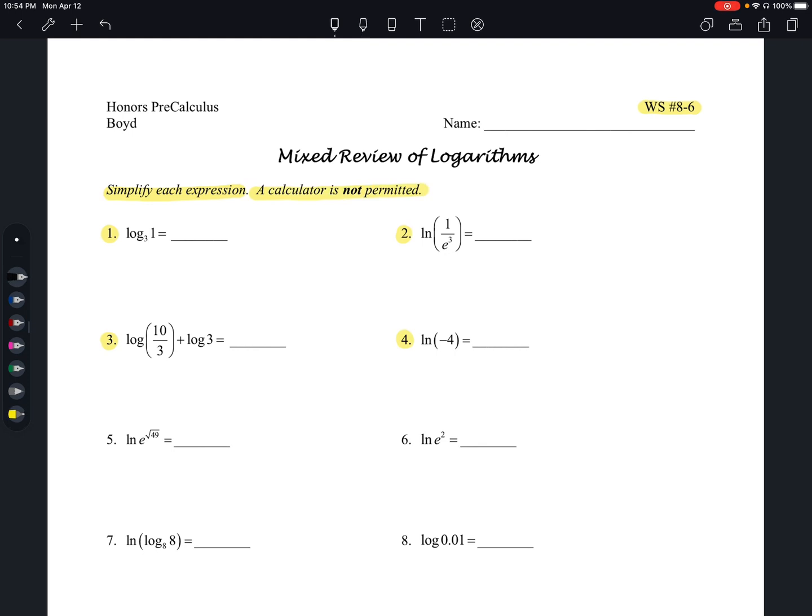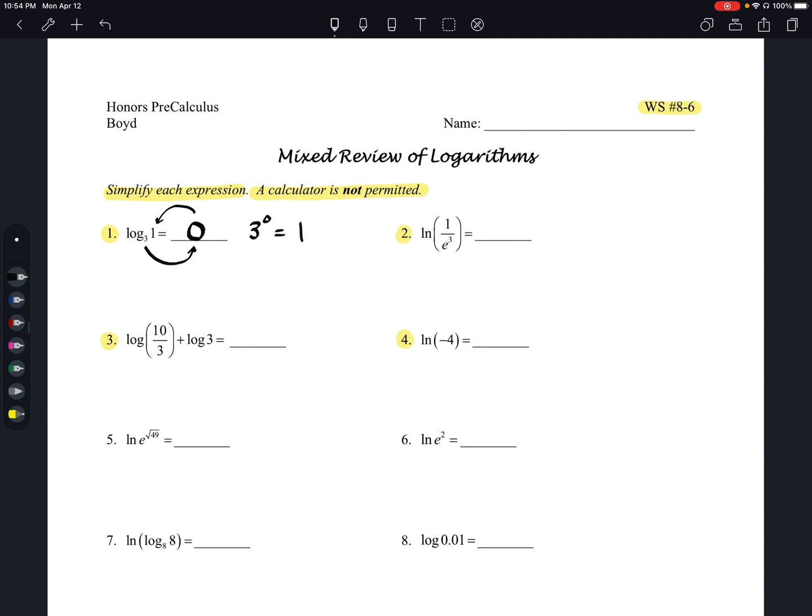Starting with number 1, it says log base 3 of 1. So remember, we're just thinking about 3 to what power ends up equaling 1. In this case, we are using that logarithm rule where if the value is 1, we know that the exponent would be 0, right? If you turned this into exponential form, it would be like saying 3 to the power of 0 is equal to 1.